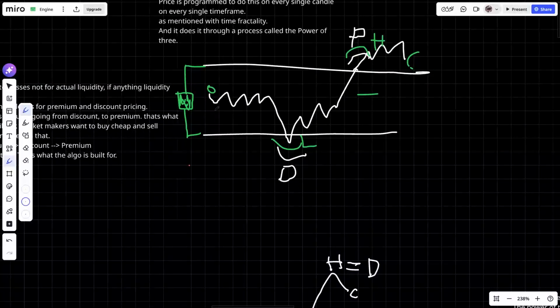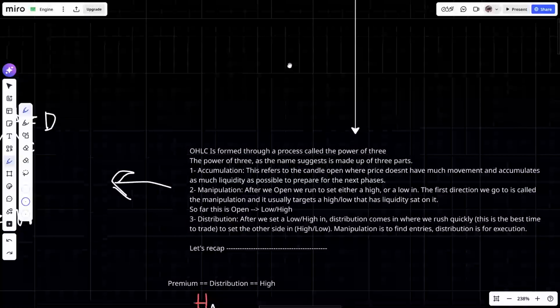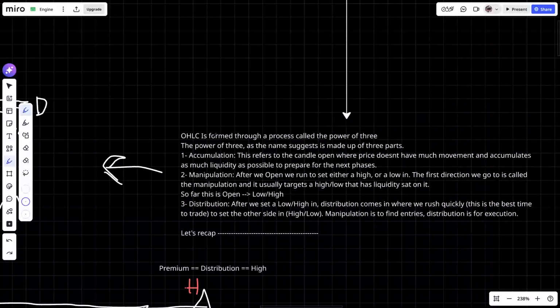So this right here would be, my mouse is messed up, I'm sorry about that, I gotta get a new mouse. This right here is your open, right? This is where the candle opened, before we move to set in the low, which is right here. Open, low. Give me a second, I gotta turn my phone off and then we can continue.